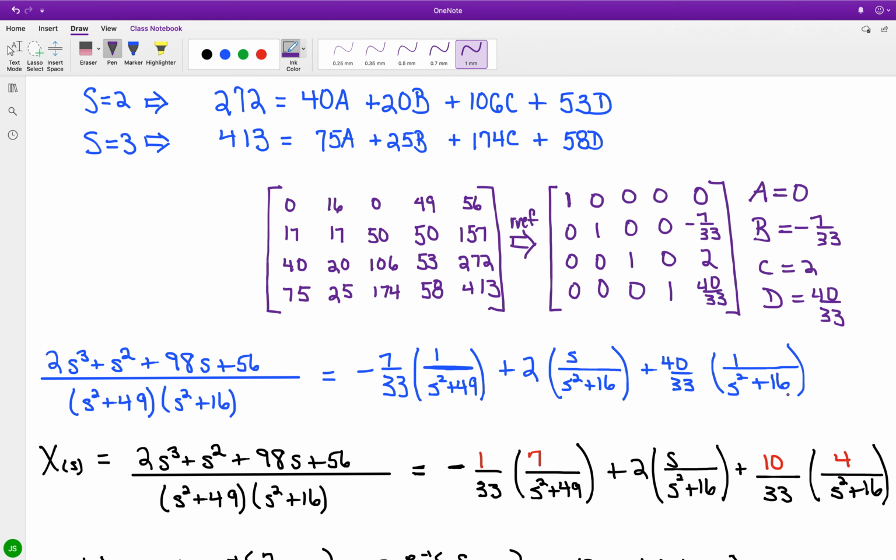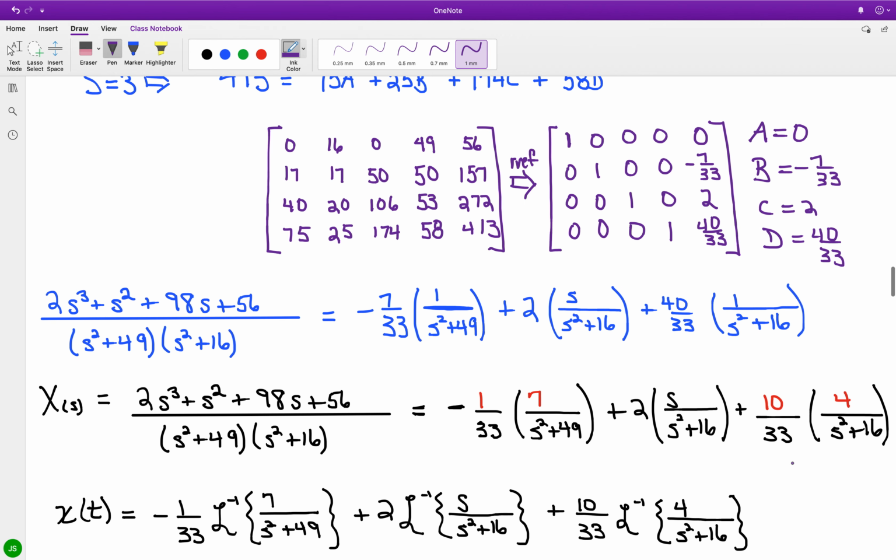If k squared is 16, our k value is going to be 4. And just rewriting, you have a product of 40 and 1, which is 40, and having k at the top of the sum of squares, we have 4, and 4 into 40 will be 10 times. So I'm going to have 10/33 of 4 over s squared plus 16. And now we have the setup where I can solve for x using inverse Laplace transforms.